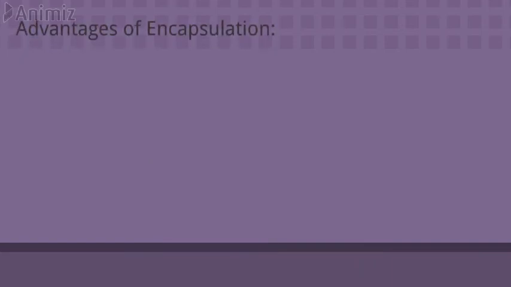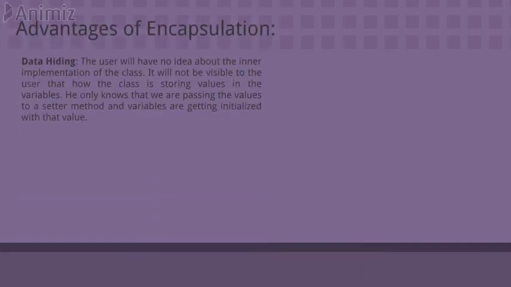Advantages of encapsulation. Data hiding. The user will have no idea about the inner implementation of the class. It will not be visible to the user how the class is storing values in the variables. He only knows that we are passing the values to a setter method and variables are getting initialized with that value.